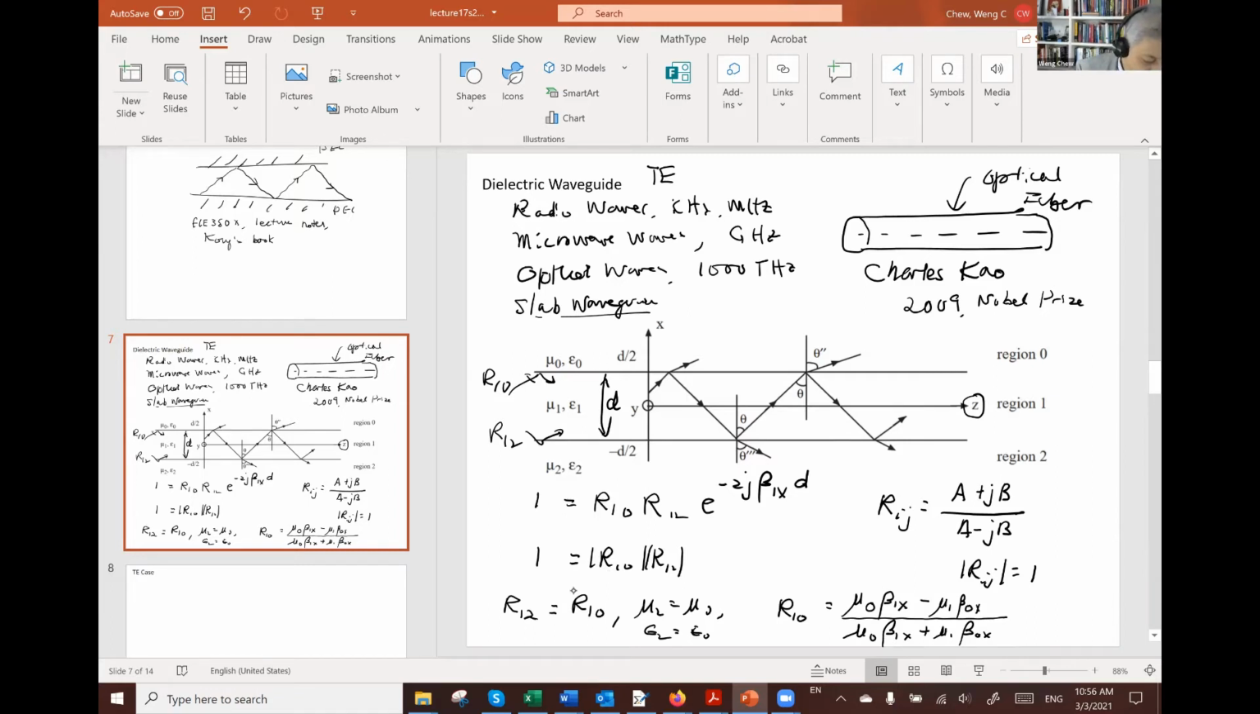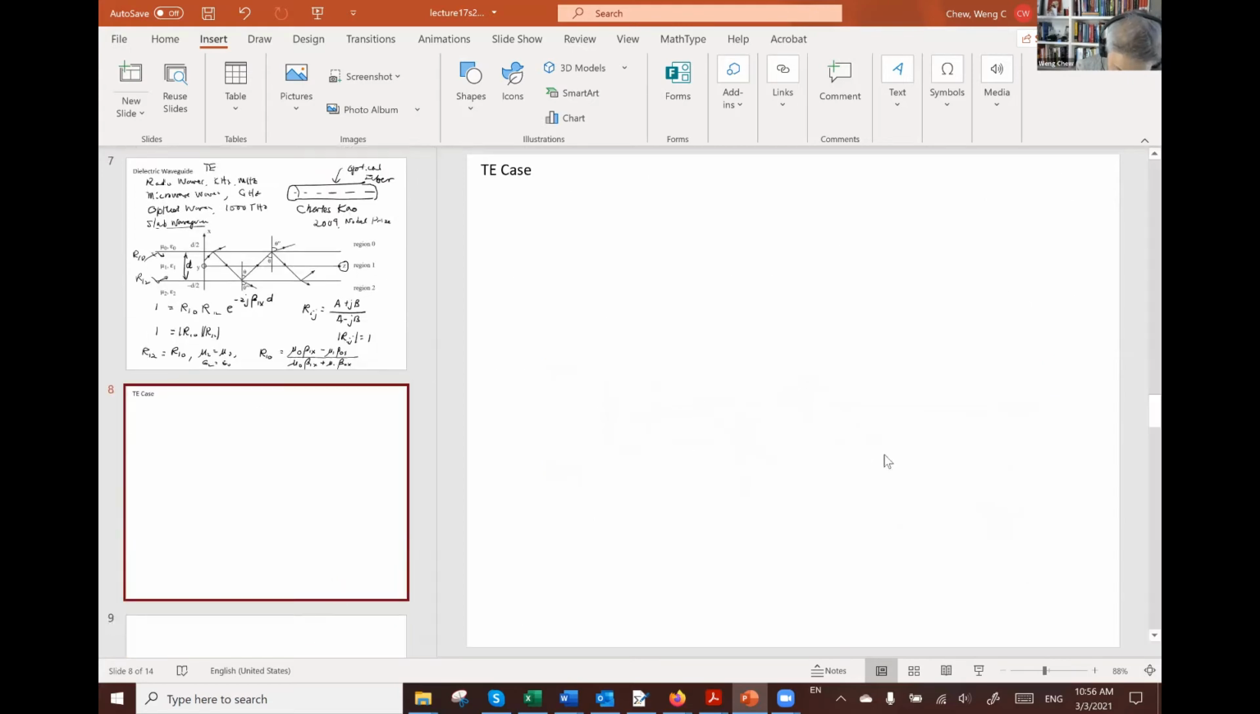So how can we solve this equation? It looks rather complicated. For the TE case, we can say that R10 is equal to something that has a Goos-Hänchen shift in it.